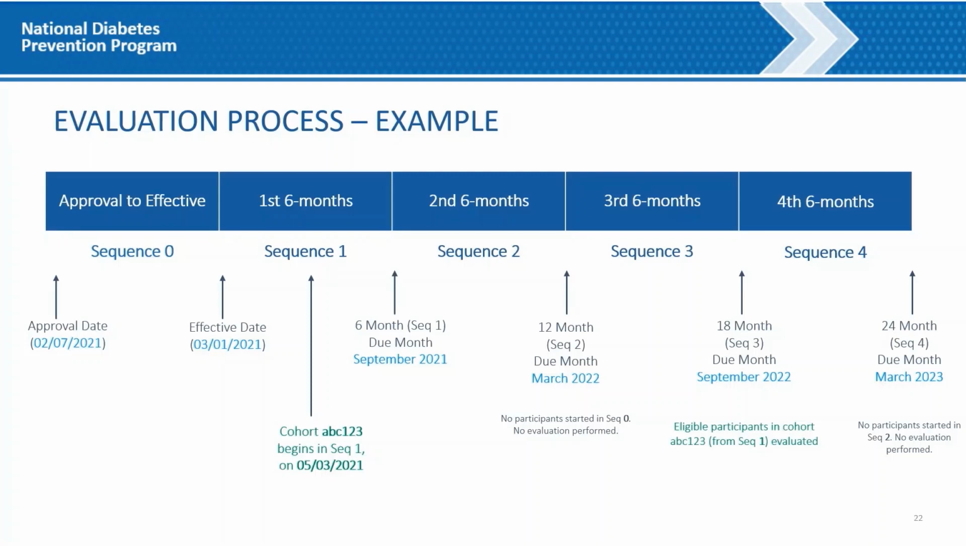12-month sequence 2 submission. At the 18-month sequence 3 submission, the eligible participants from cohort ABC 1 to 3 from sequence 1 will be evaluated. No participants started the program in sequence 2, September 1st, 2021 through February 28th, 2022. So no evaluation is performed at the 24-month sequence 4 submission in March 2023. To track and understand when participants will be evaluated, it is important to understand in which sequence the participant's assigned cohort ID begins.